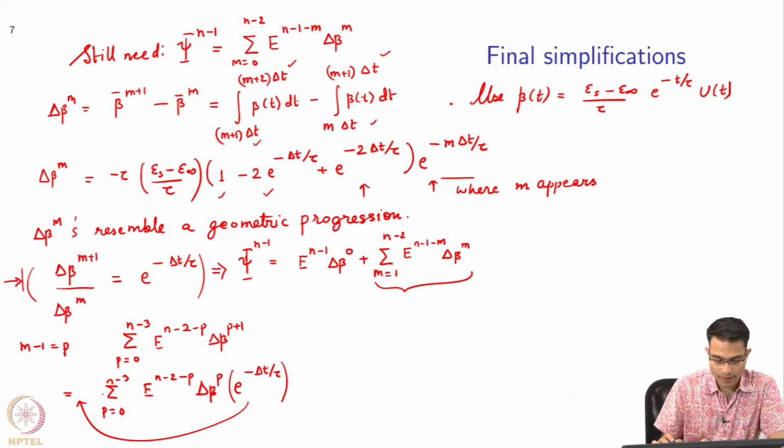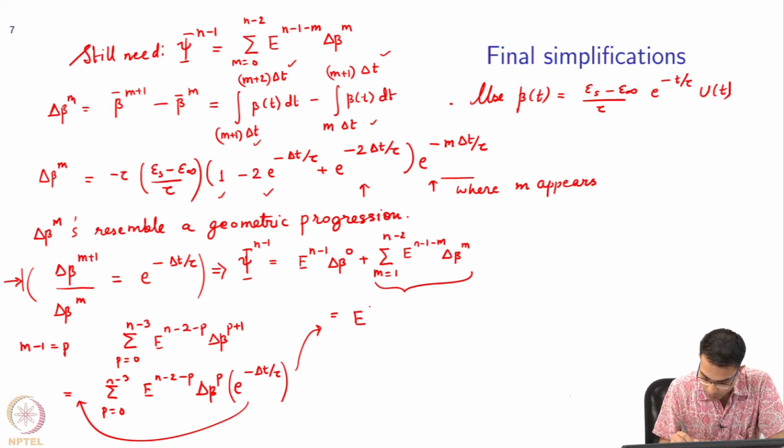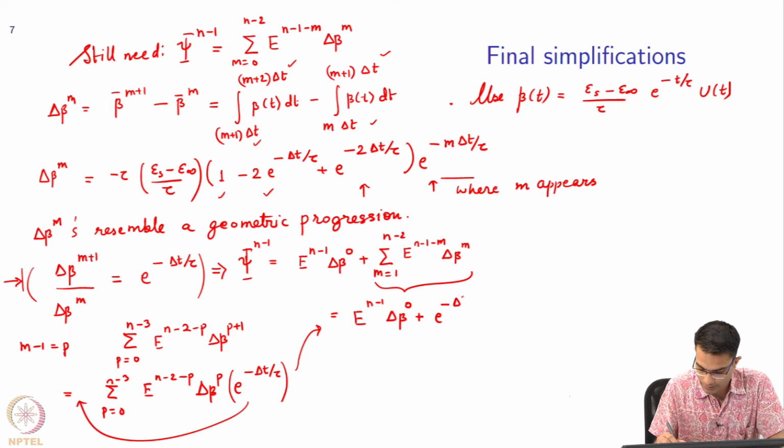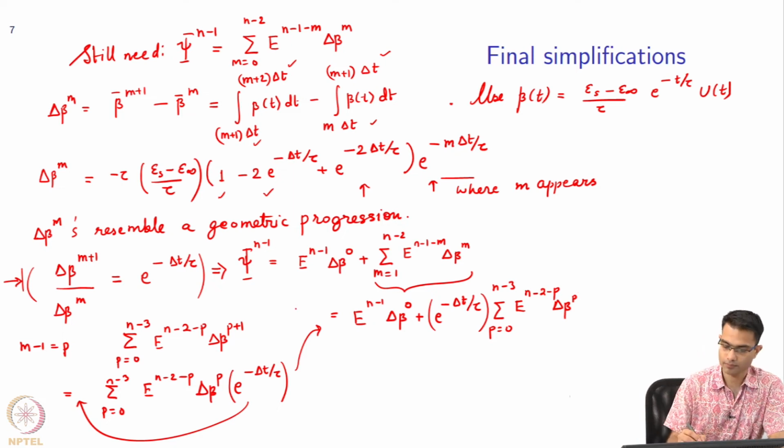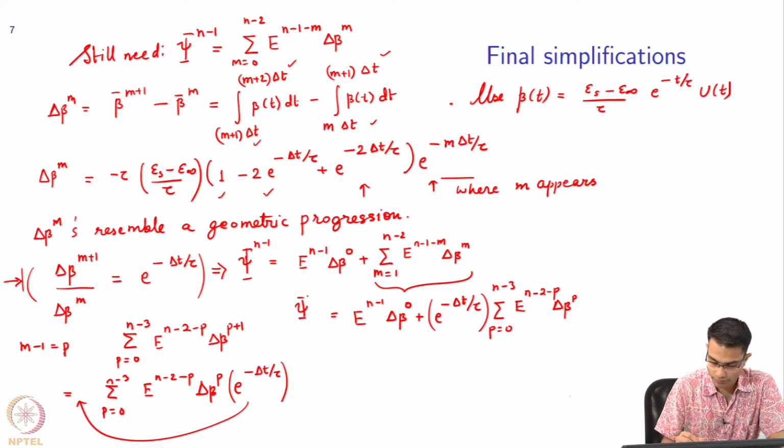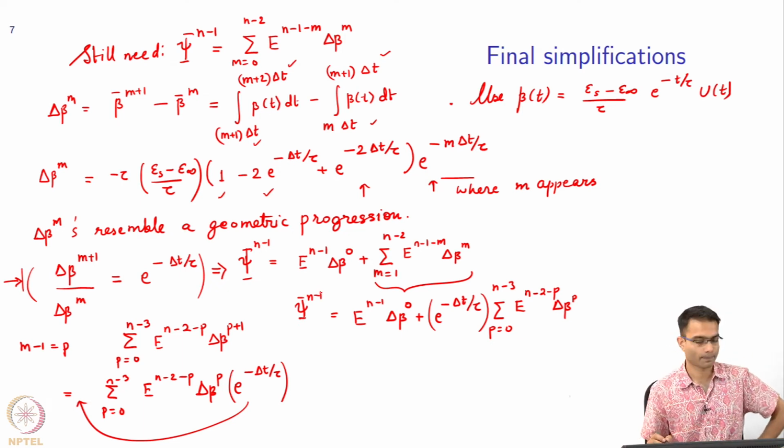Now, as the final step, what does my expression become? e n minus 1 delta beta 0, plus e to the minus delta t by tau, that was the common term, times the summation p equal to 0 to n minus 3 of e n minus 2 minus p delta beta p. This is my psi of n minus 1.